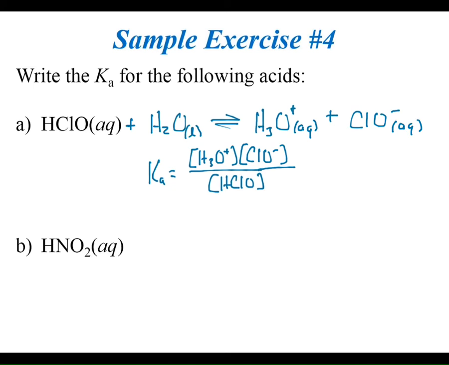Okay, why don't you try the next one? Try nitrous acid. What would that Ka look like? So imagine what it does in water. Write a reaction if that helps. And then what would it be? What are the products? What are the reactants?